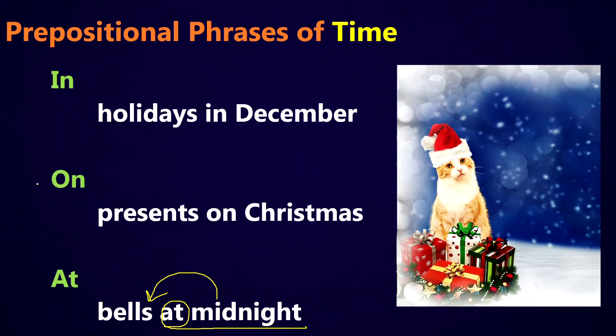On, we think of it as a flat surface. So you can kind of think of it as a day on the calendar. So we normally use on with specific days or dates. So we can say on Tuesday or on Wednesday or on Christmas because Christmas is a specific day. And then at we use with points in time. So we could say at midnight because that's 12 o'clock at night. We could say at 3 o'clock, at 5 o'clock. So it's very specific.